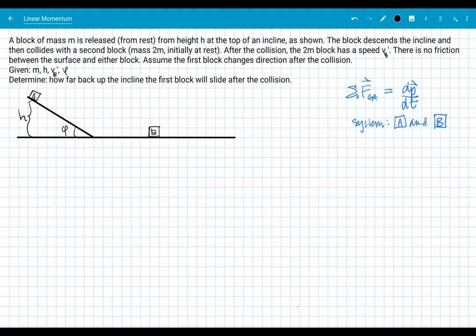So pre-collision, we're going to apply energy analysis here to the block sliding down. So this is the sliding of block A here. That's what we're applying it to. Okay, great. So what we're going to look at is the change in overall energy, right? Mechanical energy equals the work done by non-conservative forces.